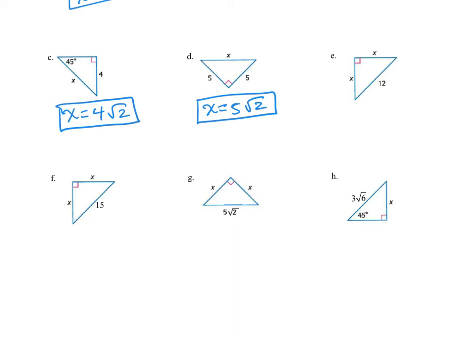Now, in letter E, we're going to go backwards. Here, we know what the hypotenuse is. In this example, we're being asked to find one of the legs. Well, notice the legs both measure x, so that makes this an isosceles right triangle. In other words, it's a 45, 45, 90 triangle. So now we're going to have to go backwards. So 12 is equal to one of those legs times the square root of 2. Or in other words, to find the leg, we just need to take 12 and divide it by the square root of 2.